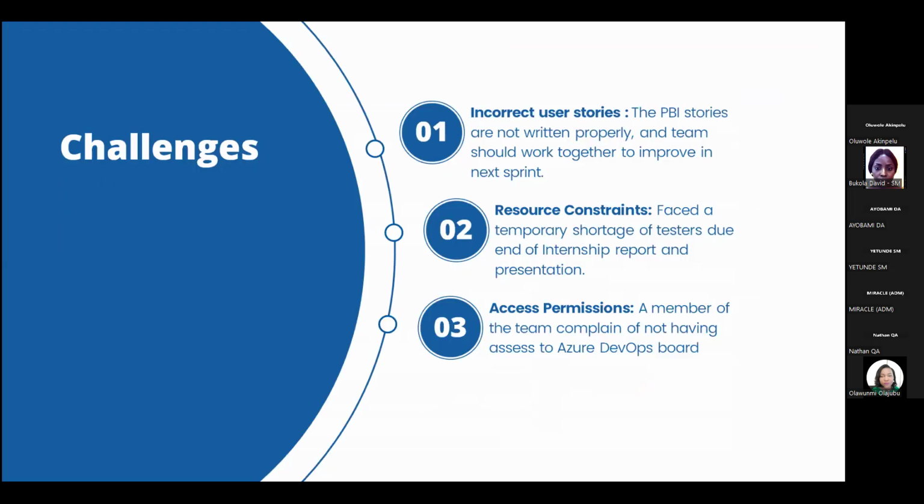So the challenges we had in this sprint, we had a lot of incorrect user stories. The PBI stories were not written properly, and we struggled to get that resolved on time for us to finish. And we also had resource constraints. So we were faced with a shortage of testers, and this was reported to the Scrum Master as well. And also, we did not have the right data for testing. So examples of things we needed were PayPal details, which we never had, and the credit card details that were given to us as well did not work, so they were incorrect.